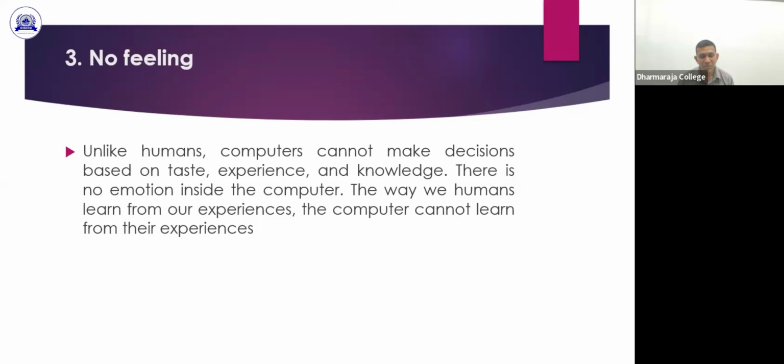The way we humans learn from our experience, the computer cannot learn from experience. From a small age until now, you are learning from your parents, your teachers, your friends. So with the environment, you are learning something. From our experience, we know, okay, this is a dangerous place, this is a good guy, he's a bad guy. We can understand from body language. That comes from our experience. We can feel it. But the computer cannot identify who's the good guy, who's the bad guy. So no feelings.